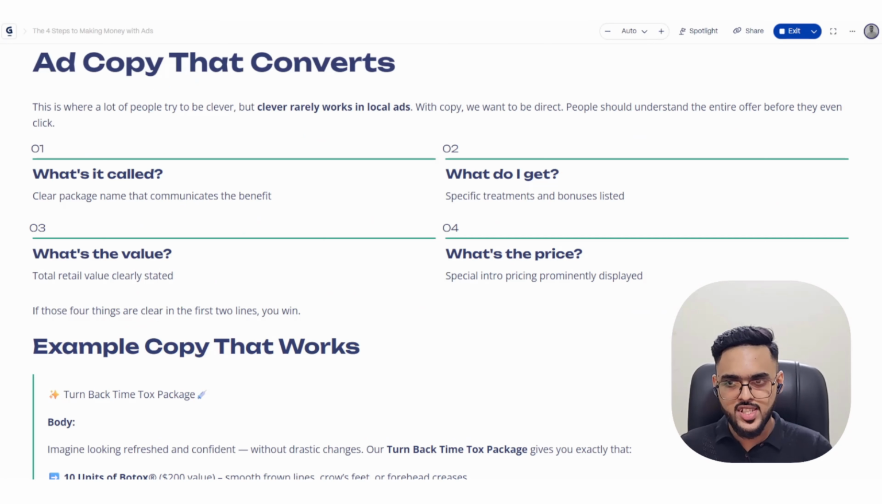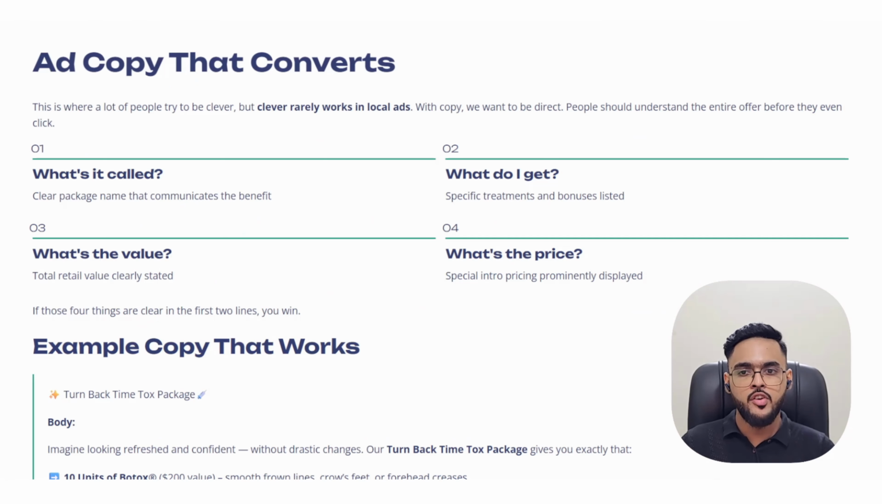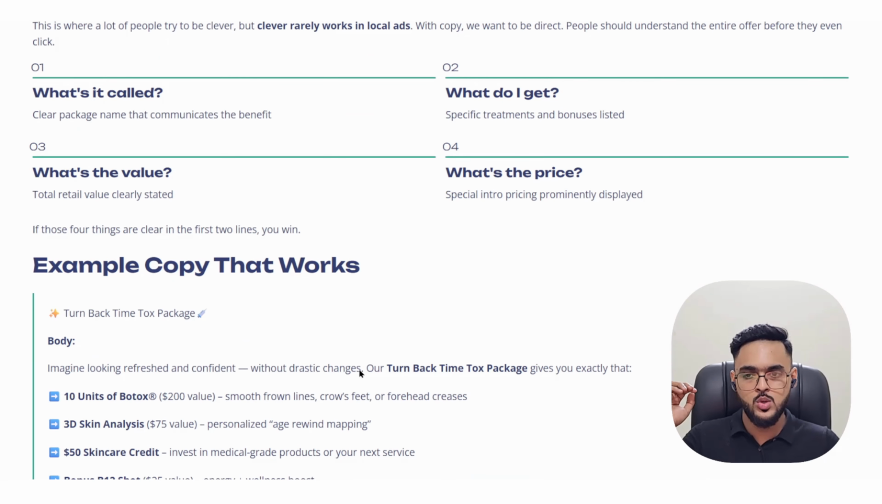Ad copy. This is where a lot of people try to be clever, but clever rarely works in local ads. With copy, we want to be direct. People should understand the entire offer before they even click. So first off, your ad copy should have these four things: a clear package name that communicates the benefit. Second is, what do I get? Specific treatments and bonuses listed. Number three is, what's the value? So total retail value clearly stated if they were to buy the treatments separately. And number four, what's the price? So special intro pricing prominently displayed. If these four things are clear in the first two lines, you win.